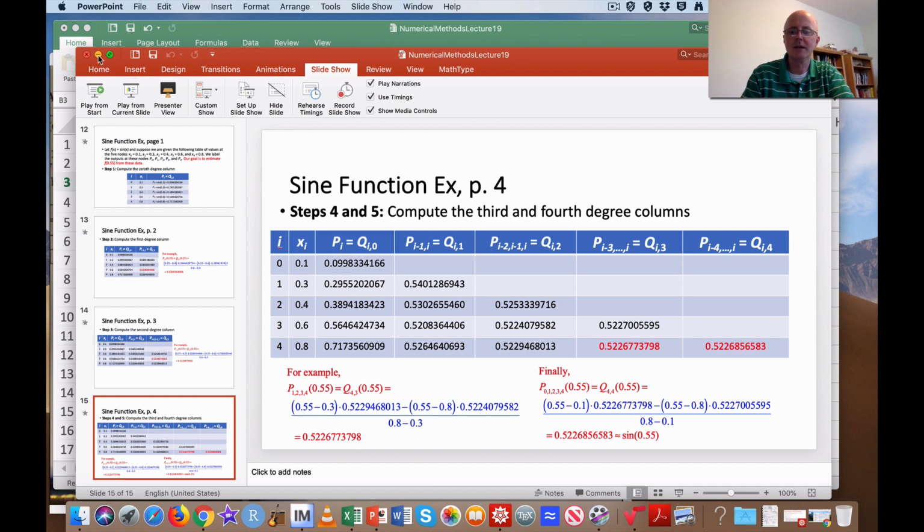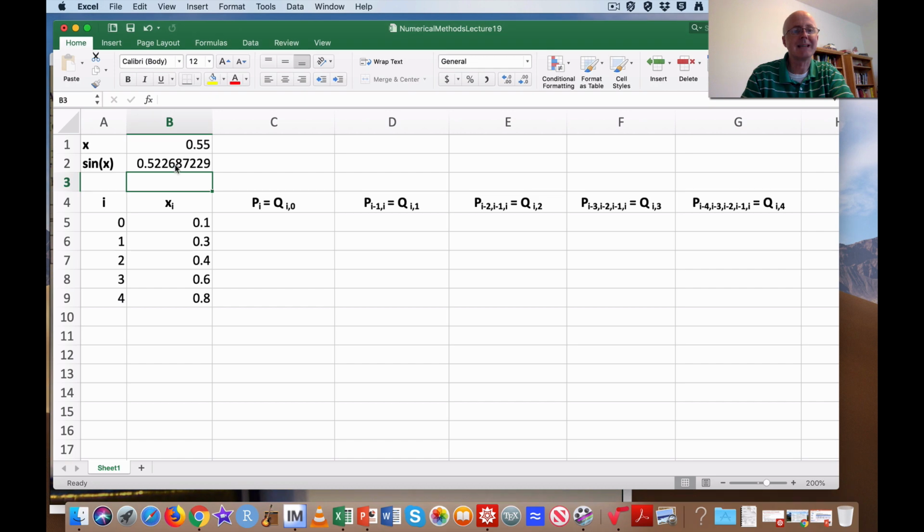0.522686565, 0.5226887. So it's like in the 6th place after the decimal that we end up being off a little bit in this 4th degree approximation.